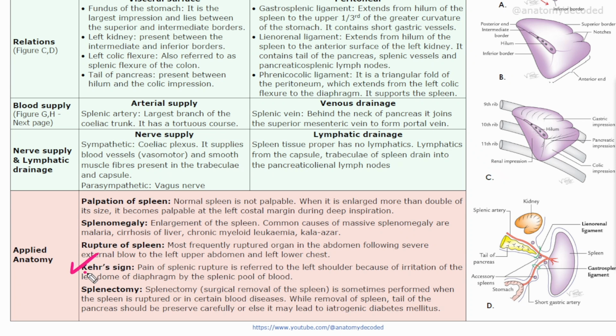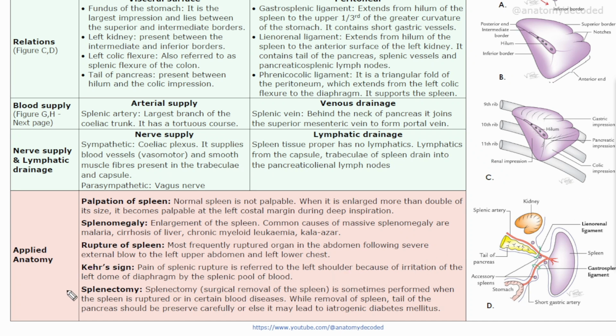Then there is a sign called Kehr's sign. If there is splenic rupture, blood gets accumulated surrounding the spleen and it irritates the left dome of the diaphragm, and the pain is referred to the left shoulder because the same root value supplies the diaphragm and the left shoulder. So that sign is referred to as Kehr's sign. C3, C4 are the root values which supply the diaphragm as well as the left shoulder.